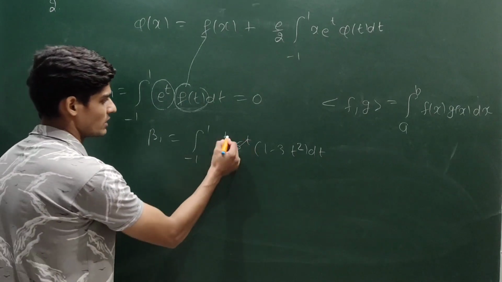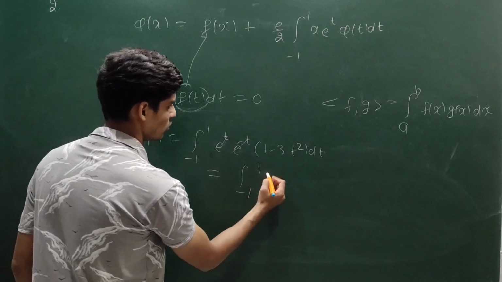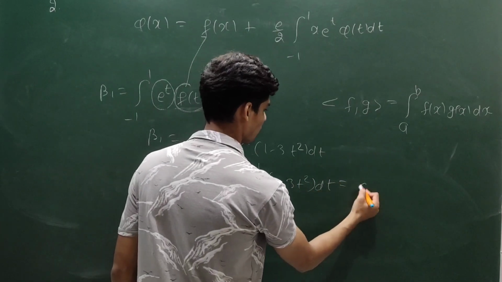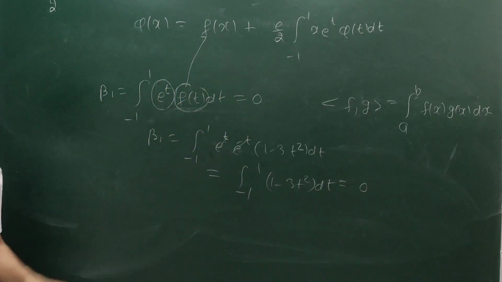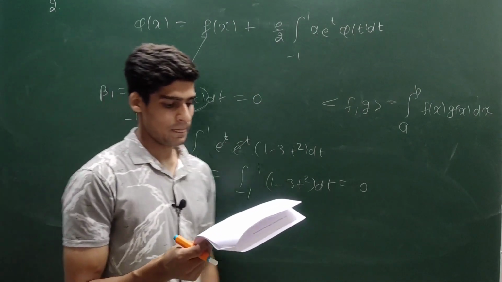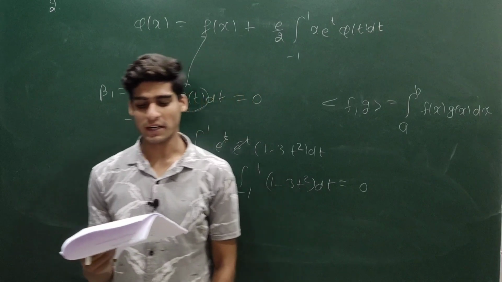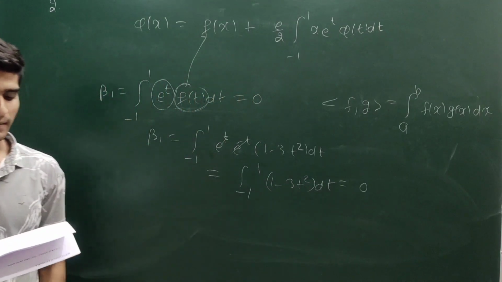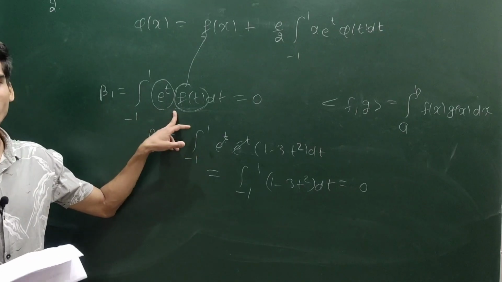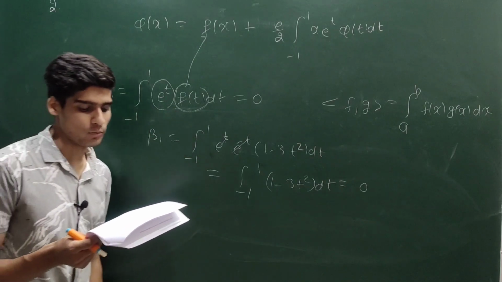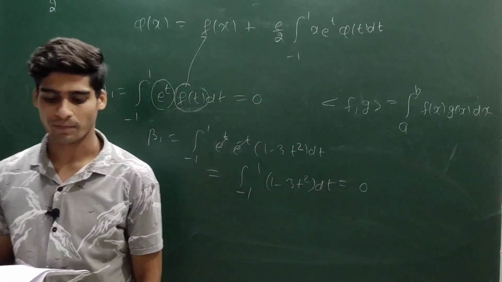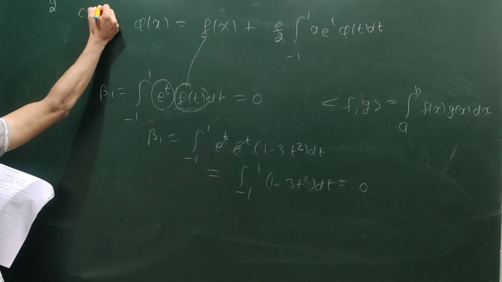So if you compute, this will be the integral from minus 1 to 1 of (1 minus 3t square) dt. It will give you 0. You can verify. So in this situation you will have a solution. Now the same argument for option D. If you go for option D, your beta 1 will be 0 for the function chosen to be e power minus x plus x cube plus x power 5. Then you will have a solution. So option C and option D are correct.